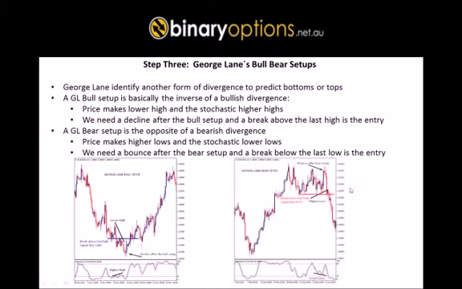Now, this is a George Lane bear setup. We have here the stochastic making lower lows, but price is making higher lows. Okay, and after we get the bear setup, we have a bounce to the upside before breaking this low, which gives us a signal to buy puts in the Euro US dollar 4-hour chart.